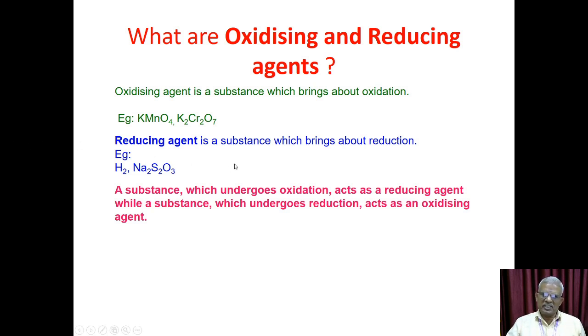Similarly, a reducing agent is a substance which brings about a reduction. For example, hydrogen and sodium thiosulfate. These are some of the examples for reducing agents. So a substance which undergoes oxidation acts as a reducing agent, while a substance which undergoes reduction acts as an oxidizing agent.